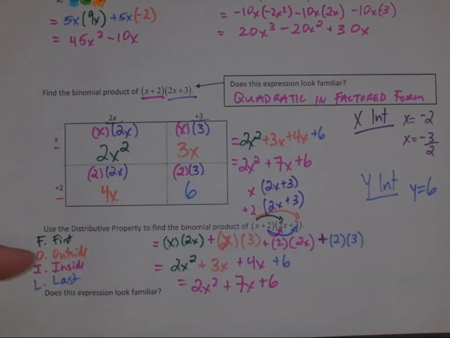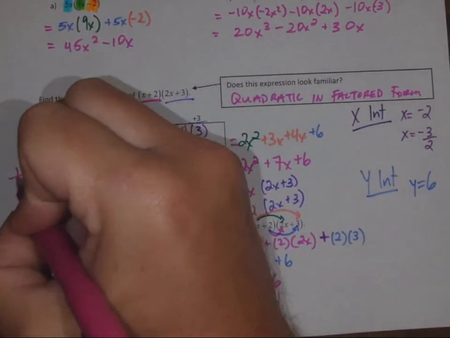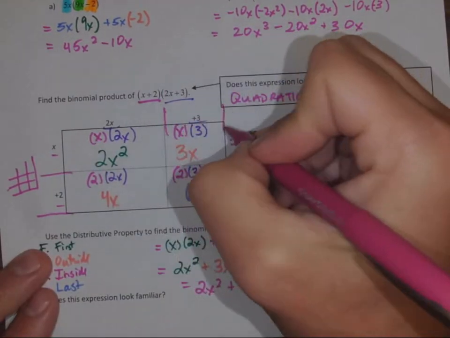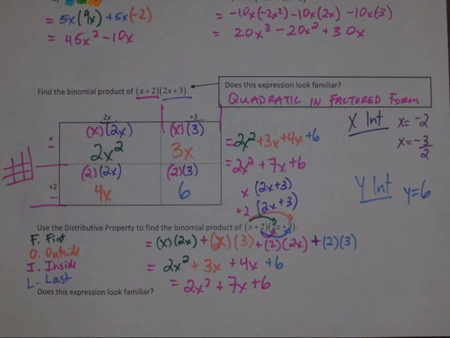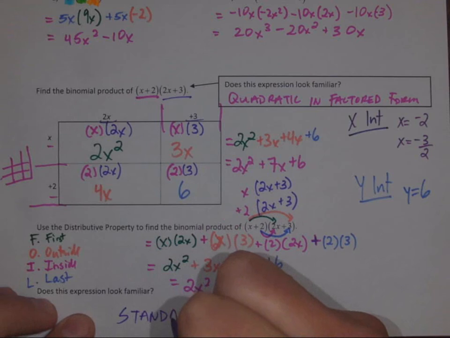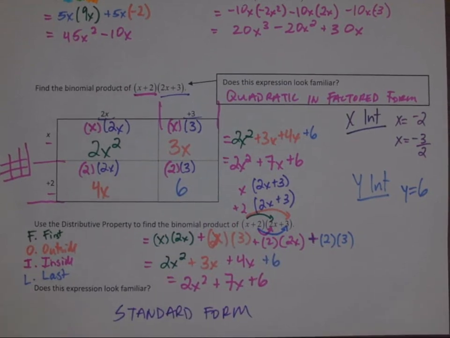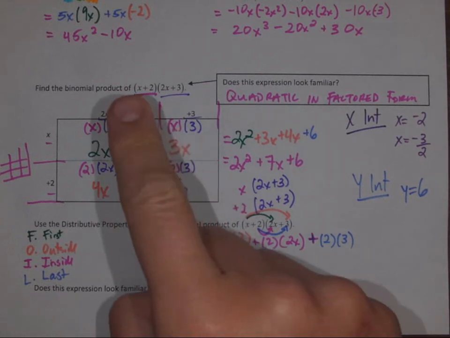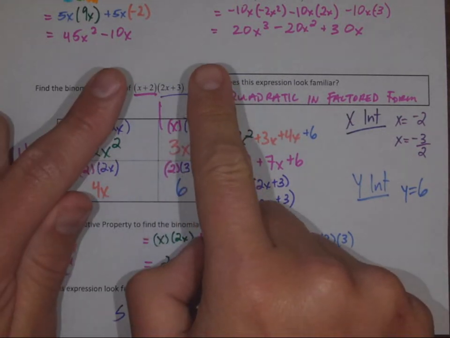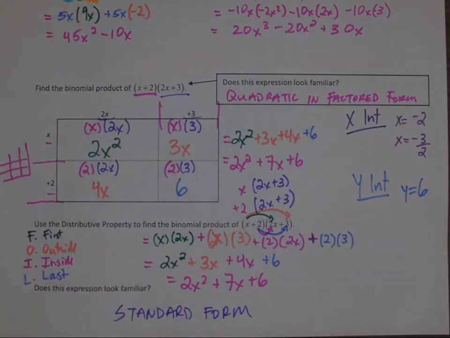So I've done the same thing. So to solve, I'm either going to set it up as a hashtag and put it in the corner, or I'm going to use the acronym FOIL. And again, what does that now look like? Standard form. By using binomial distribution, 2 things in brackets times 2 things in brackets, I can go from factored form to standard form. Let's flip the page and do a few examples together.